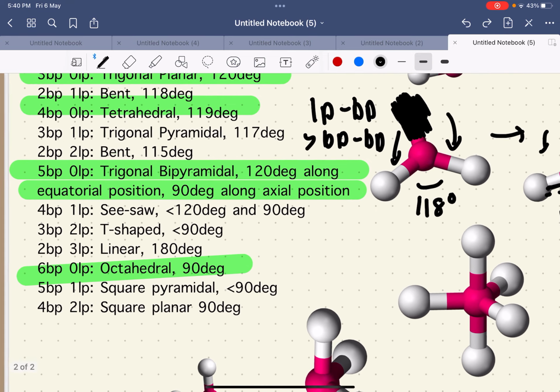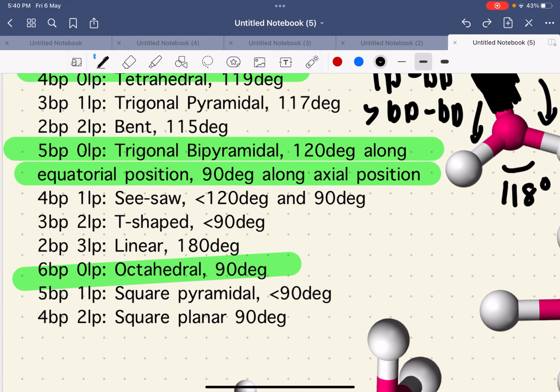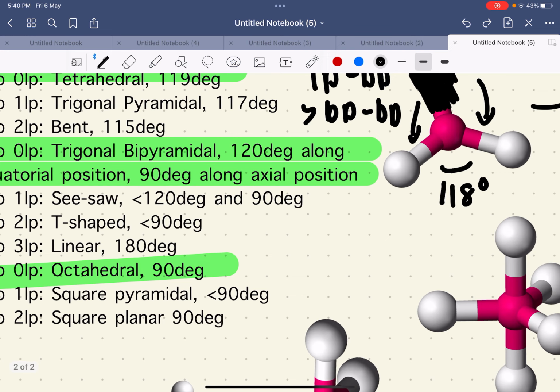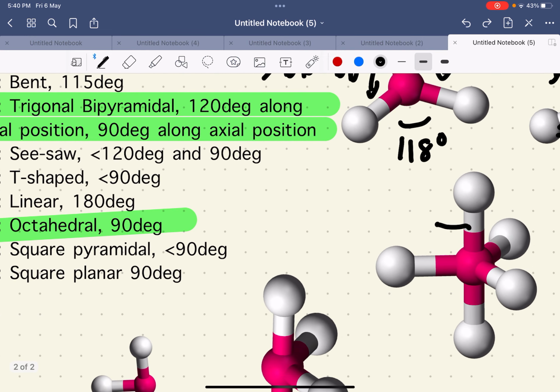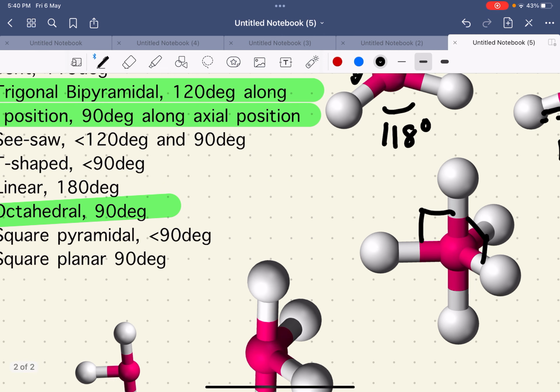Tada. Right. So trigonal bipyramidal, 120 degrees along its equatorial position, 90 degrees along its axial position. What this means is this one is 90 degrees. Also that one at the back is 90 degrees. Now where is the axial position, the equatorial position?